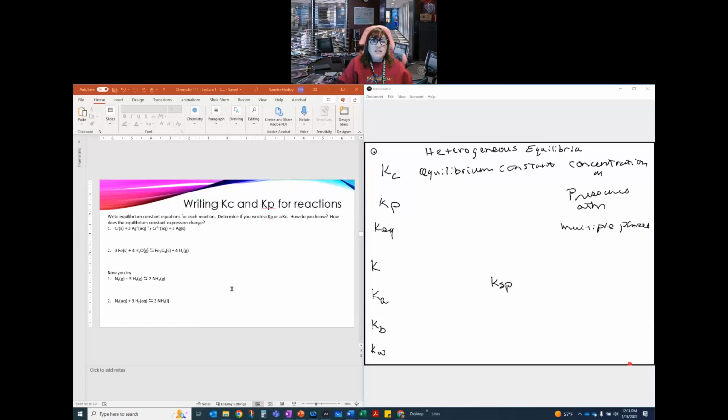Now, Kc and Kp are different, right? Kc is for concentration, Kp is for pressure. We may be asked to write a Kc or a Kp, or we may just be given something, asked to write an equilibrium expression for it, and then get asked, is that a Kc or Kp? So where we're writing an equilibrium constant and then getting asked, is it a Kc or a Kp? That's the kind of practice we're going to be looking at here. So I'm going to move this Ksp over here.